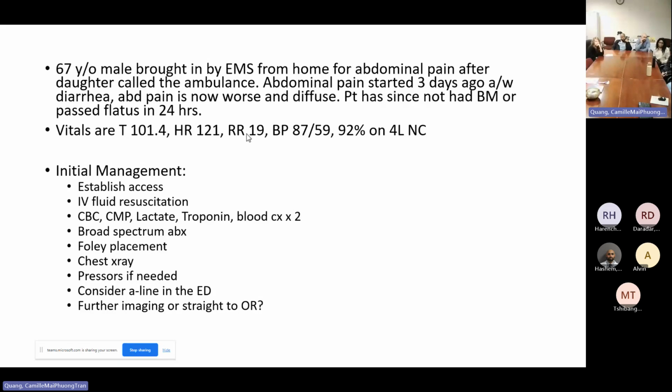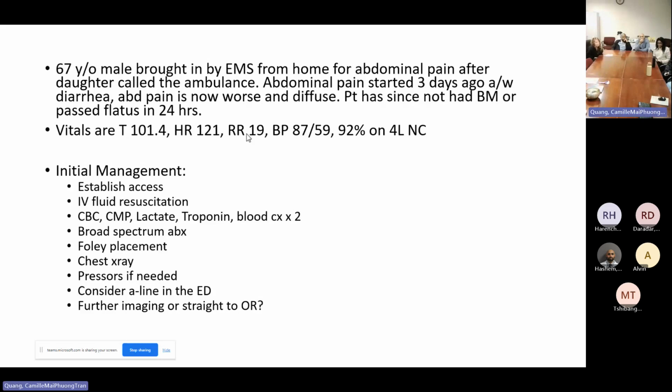So I would establish access, like you guys said, start the IV fluid resuscitation, CBC, CMP, lactate, troponins, blood cultures. I would do broad spectrum antibiotics. I would also get a UA, like you guys said. I put a Foley in so I can get some I's and O's. Got that chest x-ray. We saw that free air. Start pressors if needed, but I would do the fluid first, but sometimes you need to start a little bit while you're getting that fluid in. I would consider an A-line in the ED, but if it was going to hinder me getting to the operating room, I would hold off on that. And then talking about this patient, discussing whether or not we would need further imaging or going straight to the operating room.